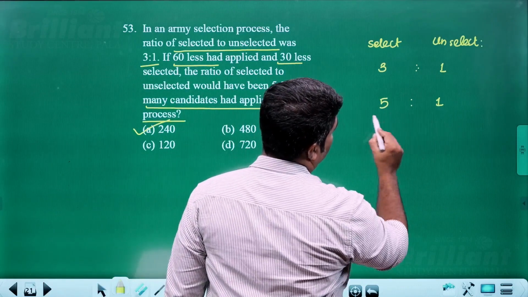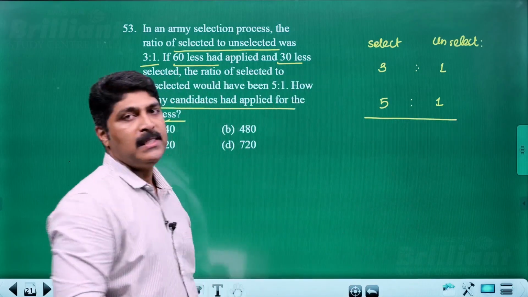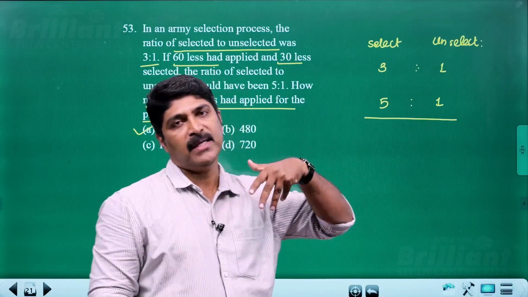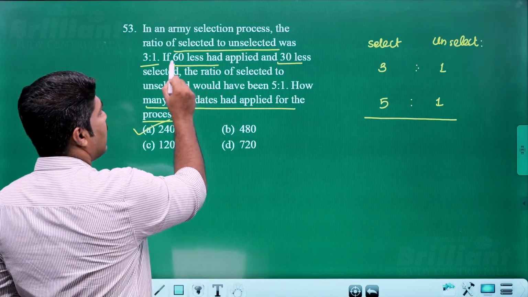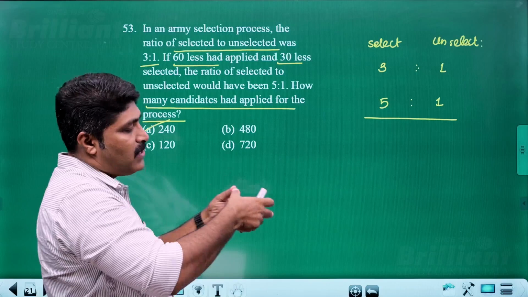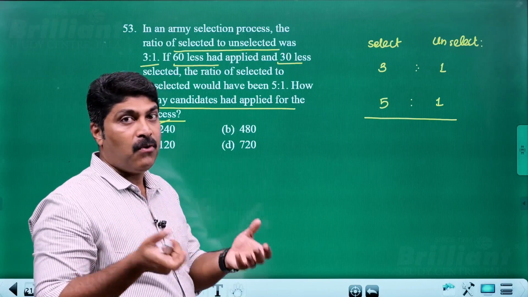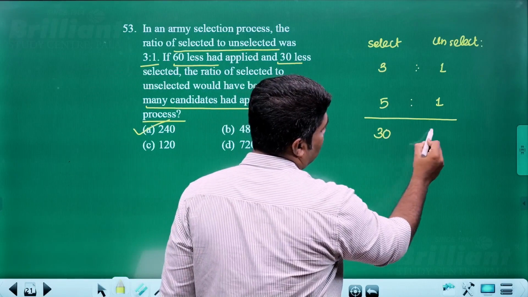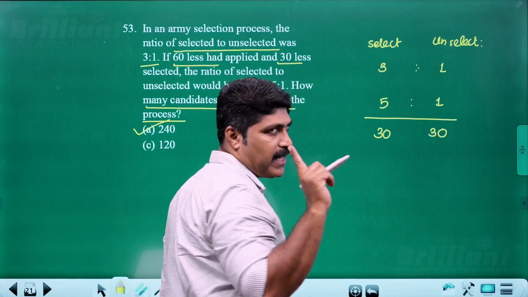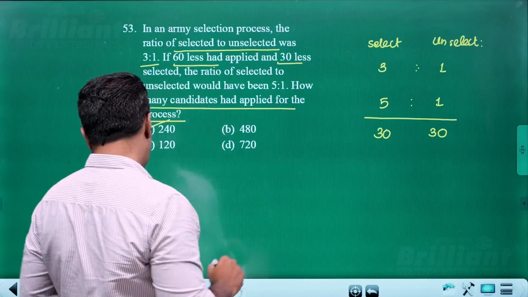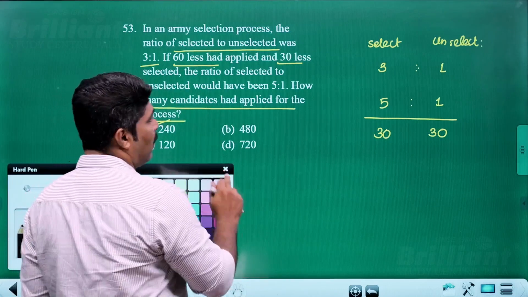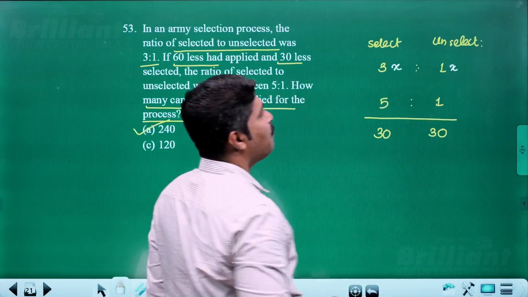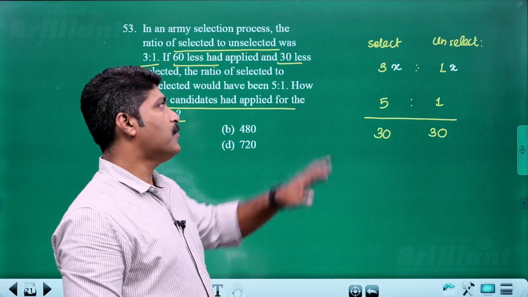5:1 here. Just write down what change occurred in the number of selected members and the number of unselected members. Don't forget here the total strength of the 60 applicants we are removing. Out of those 60 members, 30 are selected, the rest 30 are unselected. Understand that point clearly. So in such a situation, if you need to find the multiplicative factor applying on the first ratio, how to solve this one?